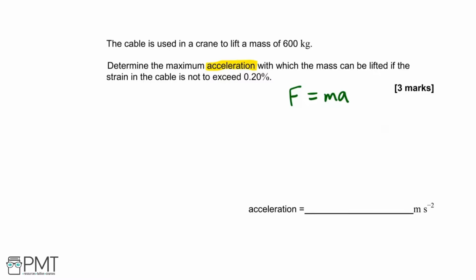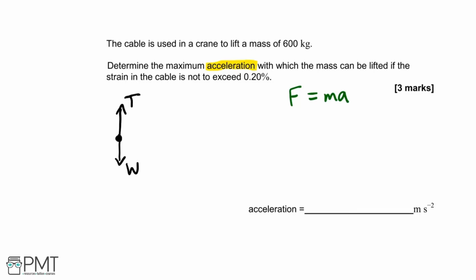Looking at the previous question, we can see that if the strain in the cable is not going to exceed 0.2%, then the force is not going to exceed 11.3 kilonewtons. So what we're actually saying there is that if the force on the cable is 11.3 kilonewtons and the mass is 600 kilograms, well, let's just work out an acceleration from that. It's actually not that simple, because remember, this F in this equation is the resultant force. So what we need to do first of all is draw a free body force diagram.